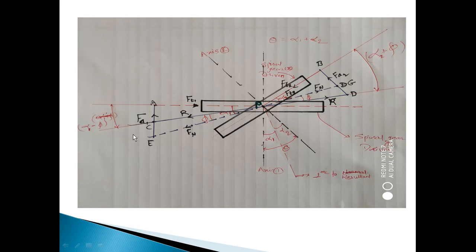So the angle for the spiral gear or driver gear, the angle between the tangential force and resultant, is alpha 1 minus phi, and for a driven gear it will be alpha 2 plus phi.